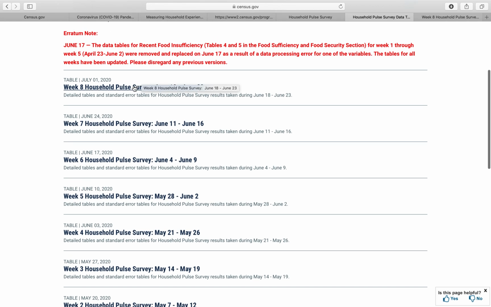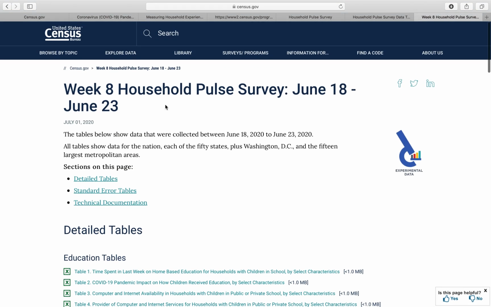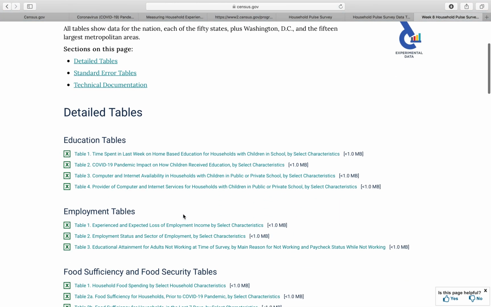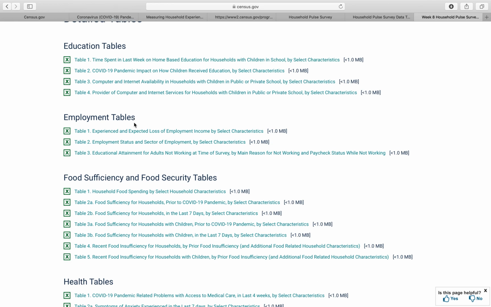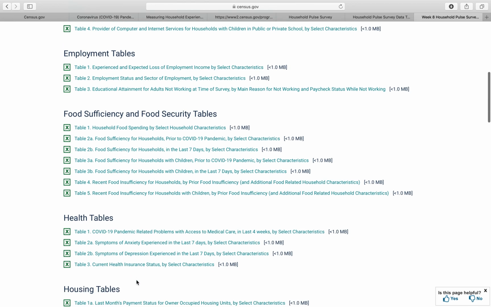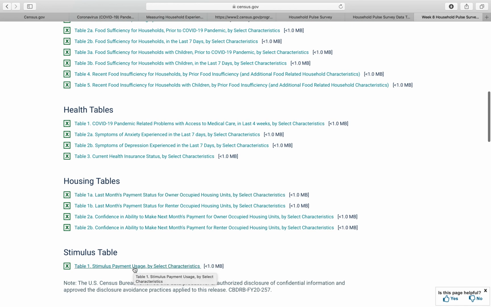If you open up this one for the most recent data, it's going to take you to a screen that looks like this. There's tons of tables. And so it's going to show you, here's technical documentation if you want to read what this is telling you about. There's 4 tables about education, 3 tables about employment, 5 tables about food sufficiency and food security, health tables, housing tables, stimulus tables, like how do people use their stimulus package.